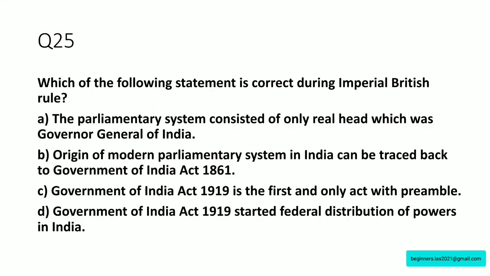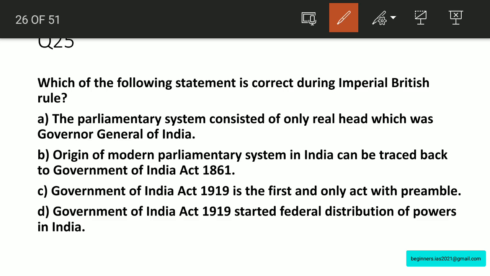Let us move on with question number 25. Which of the following statements is or are correct during imperial British rule? A. The parliamentary system consisted of only a real head, which was the Governor General of India. B. The origin of the modern parliamentary system in India can be traced back to the Government of India Act 1861. C. The Government of India Act 1919 is the first and only act with a preamble.